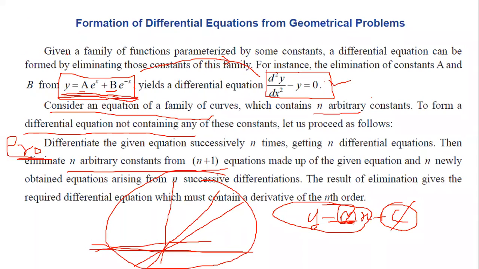what is the first order derivative for this? y dash. What is the first order derivative for this? a e power x minus b e power minus x. Similarly, differentiate one more time.